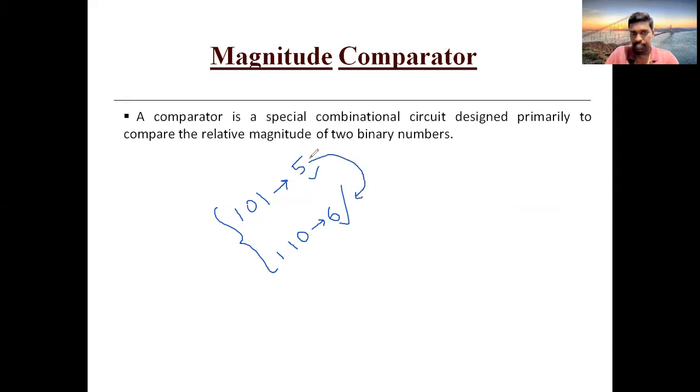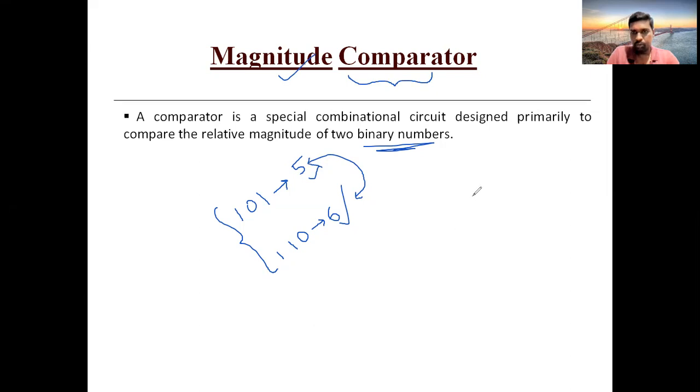The name itself says it: comparator. It will compare the magnitudes of the binary numbers. Minimum we require two numbers to compare, so this comparator circuit will have two inputs. And what are the outputs you will have?